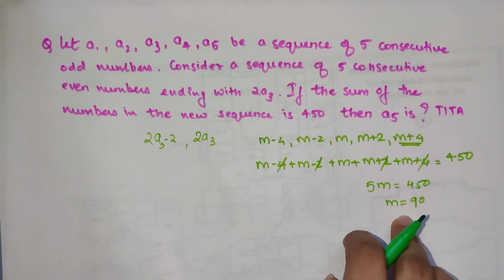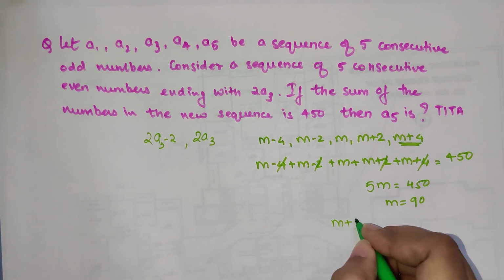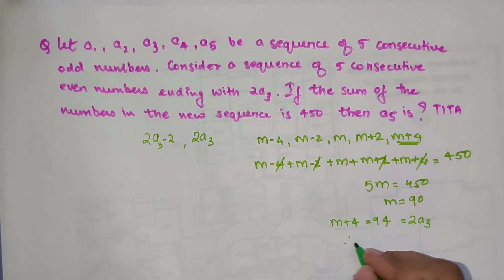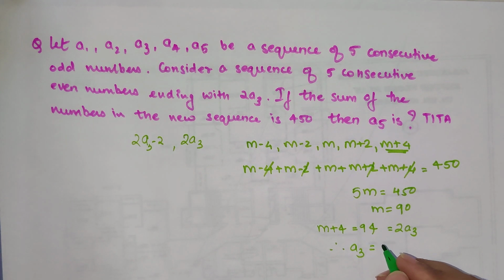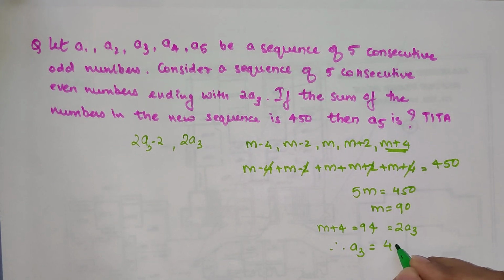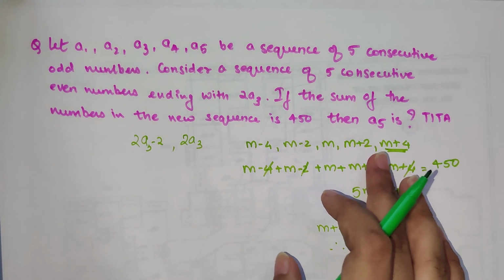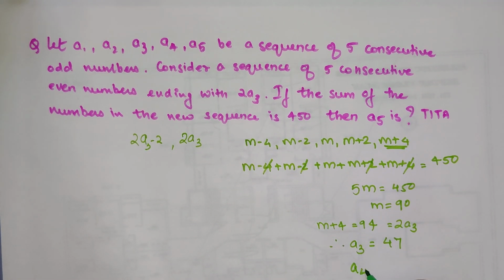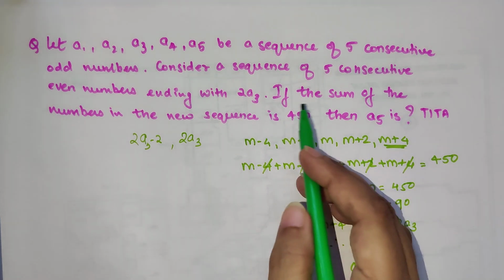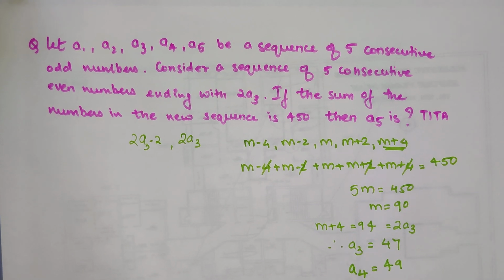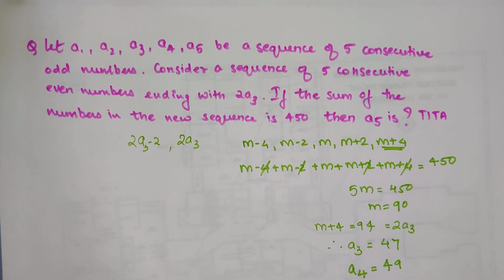Okay, so if m is 90, then what is m plus 4? m plus 4 is 94, that is equal to 2A3. Therefore, I can say A3 is equal to what? So 94 divided by 2 gets you how much? 47. Okay, but is that the answer they are looking for? No, they are looking for what? The value of A5. So what is A4 going to be? Since it is a sequence of odd numbers, 49 will be the next number and A5 will be 51.